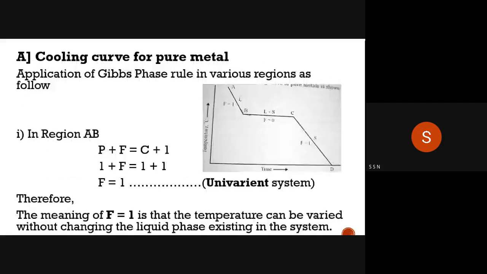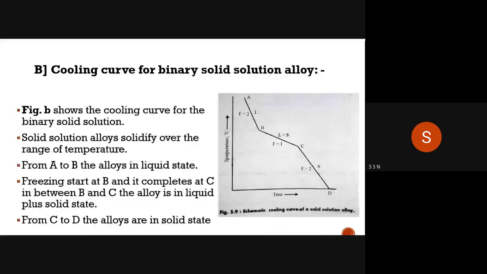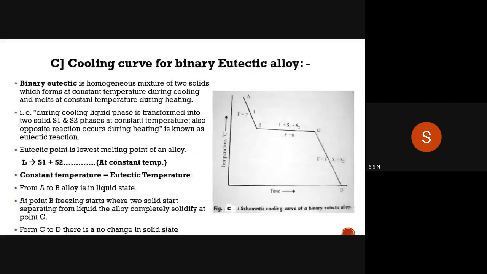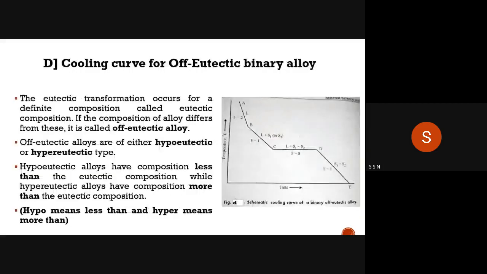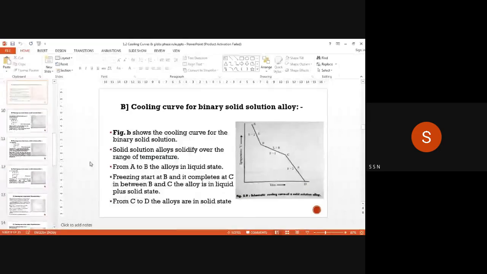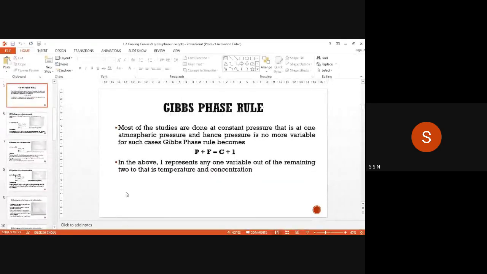Secondly, we have seen the cooling curve for the binary solid solution alloys. Third, the cooling curve for the binary eutectic alloy. And fourth, the cooling curve for the off-eutectic binary alloys. So these four types of cooling curves, and we have applied the Gibbs phase rule to these four types of cooling curves. That much we have seen in the last lecture.